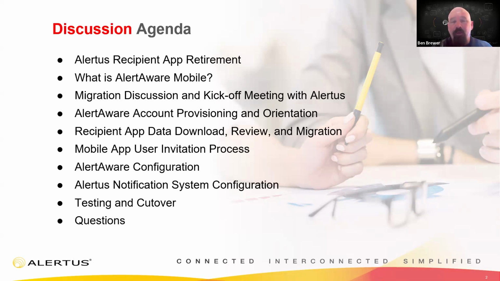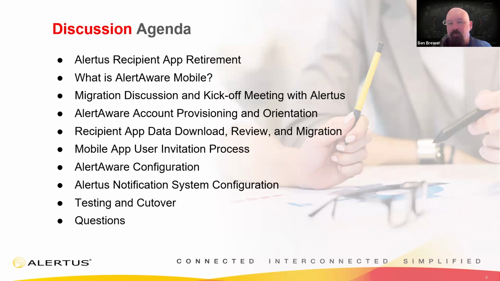So we're going to talk about account provisioning. We're going to talk about how we migrate the data. We're going to talk about the invitation process, because I'm sure you all have questions about exactly what your end stakeholders are going to experience. We'll talk about configuring AlertAware, and what we need to do to configure Alertus so that you really have that seamless experience, with everything, with the exception of the mobile app itself, being different from the recipient app.